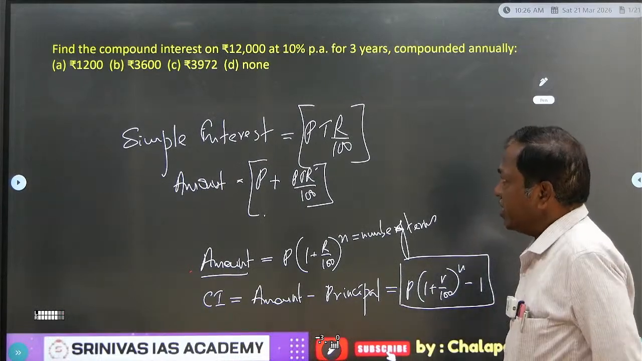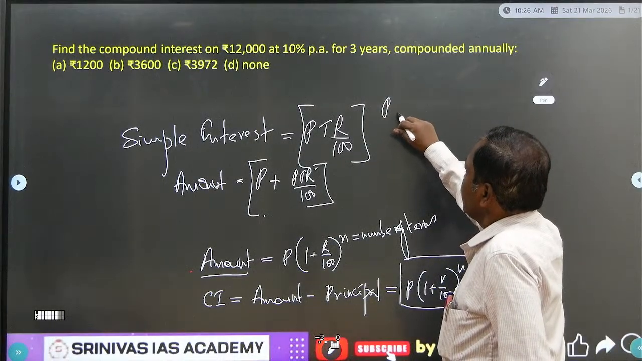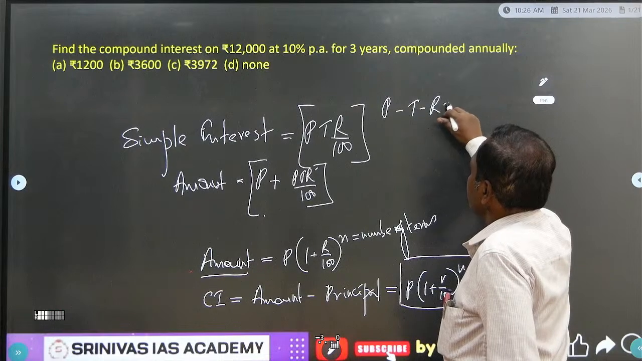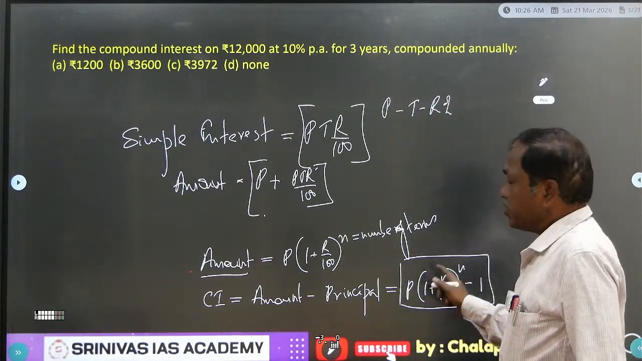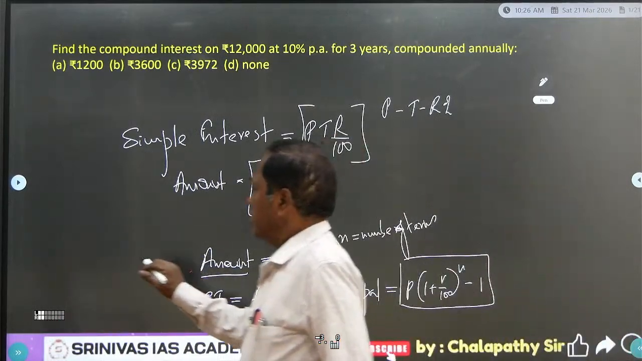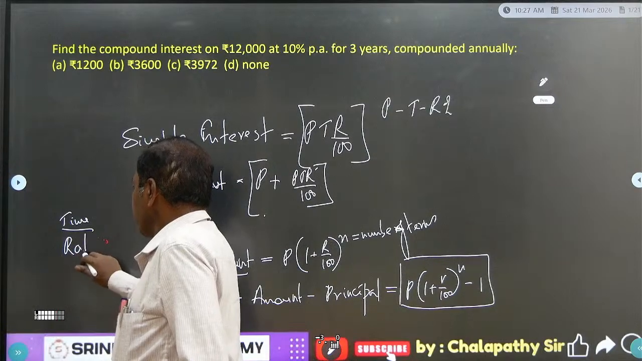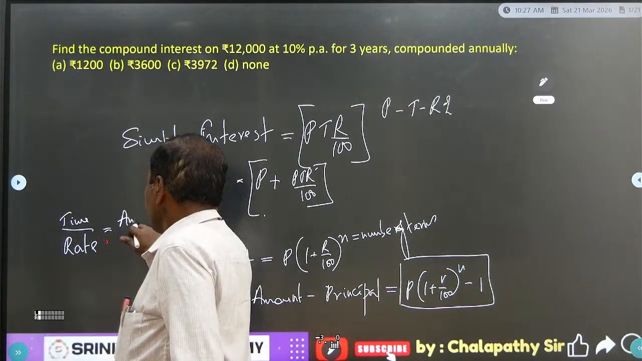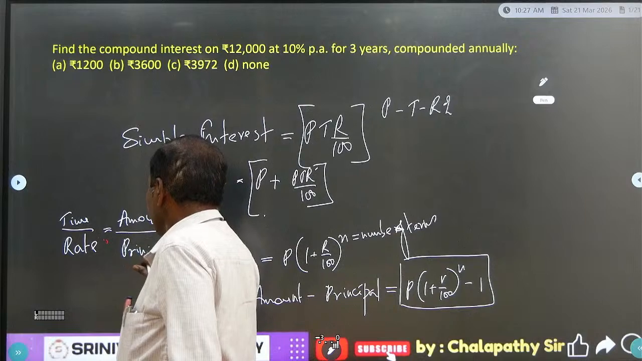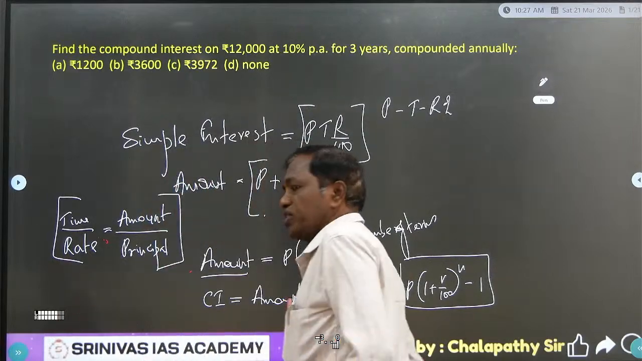Next, in simple interest, we can find the principal, the time and the rate of interest. In the same way here also, we can find time and rate. How do we work with time and rate in compound interest? To know the time or rate, the formula is amount by principal. You need not remember this formula; I will tell you how it comes.